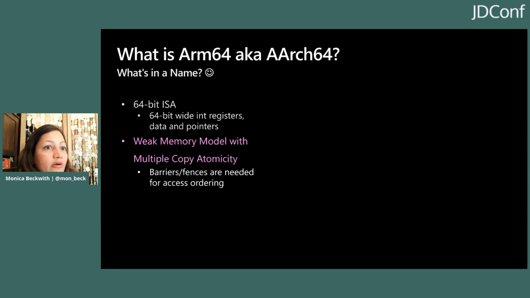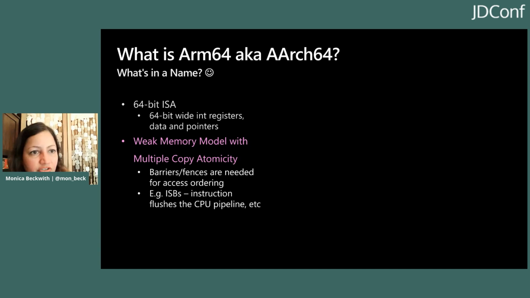ARM already has these kinds of instructions called data memory barriers, DMBs. I showed ISB here because I'll give you an example of how we do the instruction cache flushing. An ISB is an instruction synchronization barrier, and it's for flushing the CPU pipelines, branch targets, and things like that.